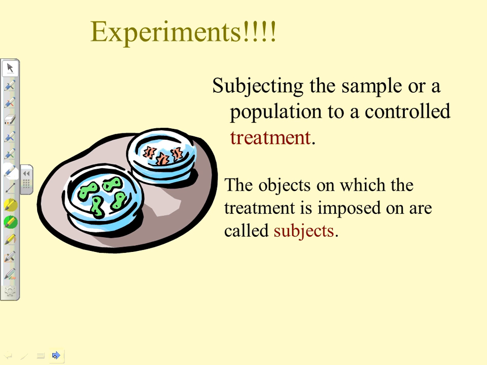Experiments are subjecting a sample or a population, doesn't have to just be a sample, it could be a population, to a controlled treatment. This treatment is like your influence. And we said experiments all have subjects. And the objects on which the treatment is imposed on are called the subjects.